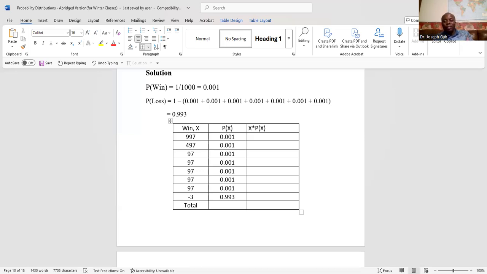That's how it is in a lottery game. That's why they call it a lottery. Anyway, have this. Now let us get the x times P(x). So 997 times 0.001. Let's use the calculator.